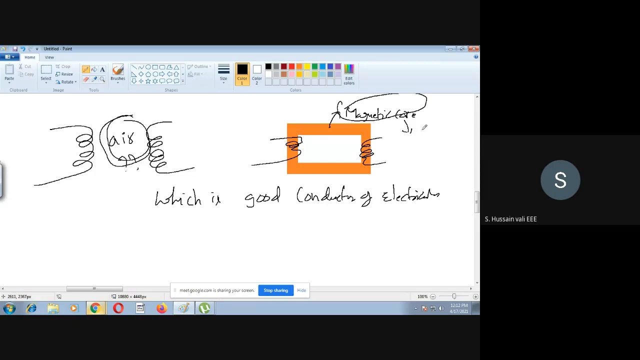It allows more current; its resistance is less. I am saying electrical resistance, which is important. Comparing electrical resistance, air has more resistance than the magnetic core. Whatever material you take, iron, nickel, cobalt, any ferromagnetic material, it has less resistance compared with air. Now, with this, a problem comes.